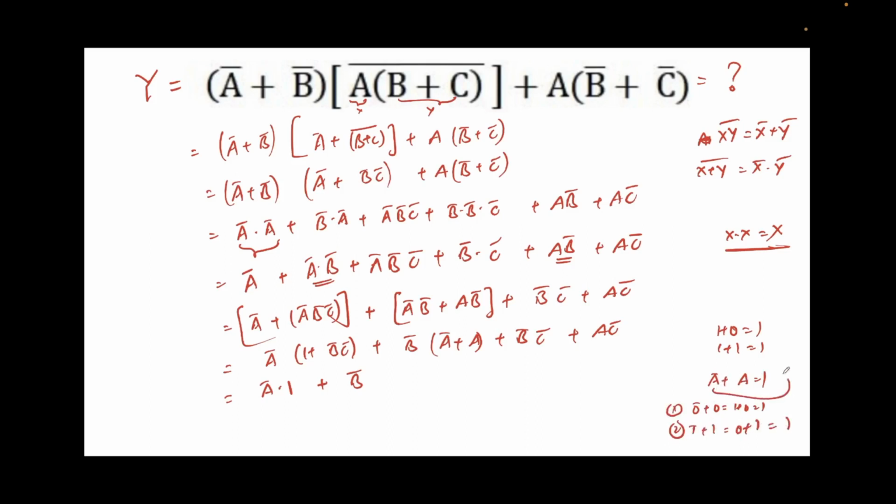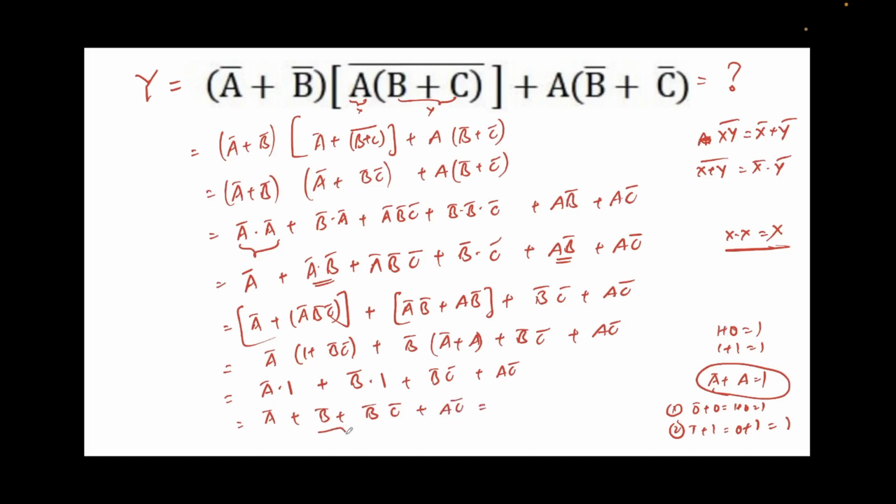So a bar plus a will always be equal to 1. So I'll write b bar dot 1, this term, plus b bar c bar plus a c bar. Anything into 1 will be 1. So it will be a bar plus b bar c bar plus a c bar.